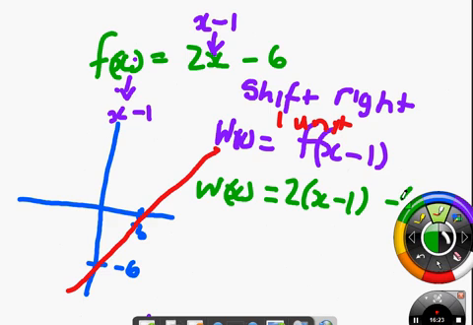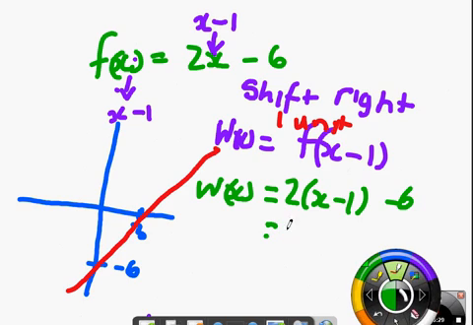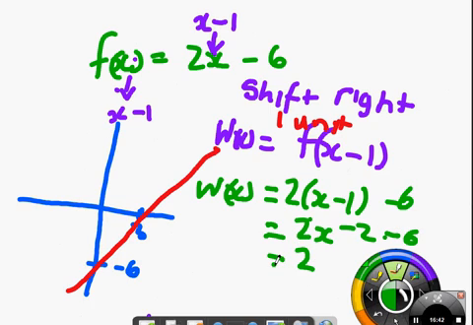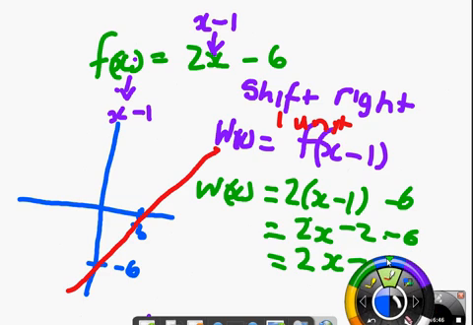minus 6, and then this will give us again 2x minus 2 minus 6, which would give us 2x minus 8.